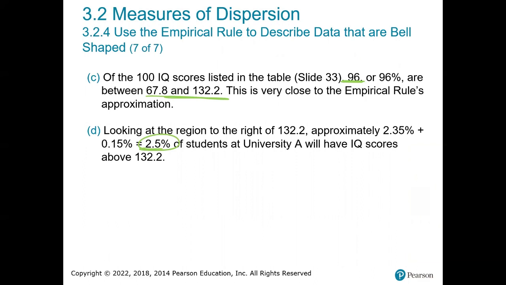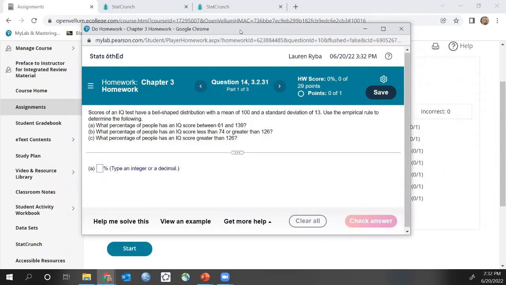So I know that this type of question is usually where people start to go like, oh my gosh, what are you talking about? I don't understand this. How do I do this? Let me pull up a similar homework example here. Scores of an IQ test have a bell-shaped distribution with a mean of 100 and a standard deviation of 13. Use the empirical rule to determine the following. What percentage of people will have an IQ score between 61 and 139? What percent of people will have an IQ score less than 74 or greater than 126? And what percentage of people will have an IQ score greater than 126?